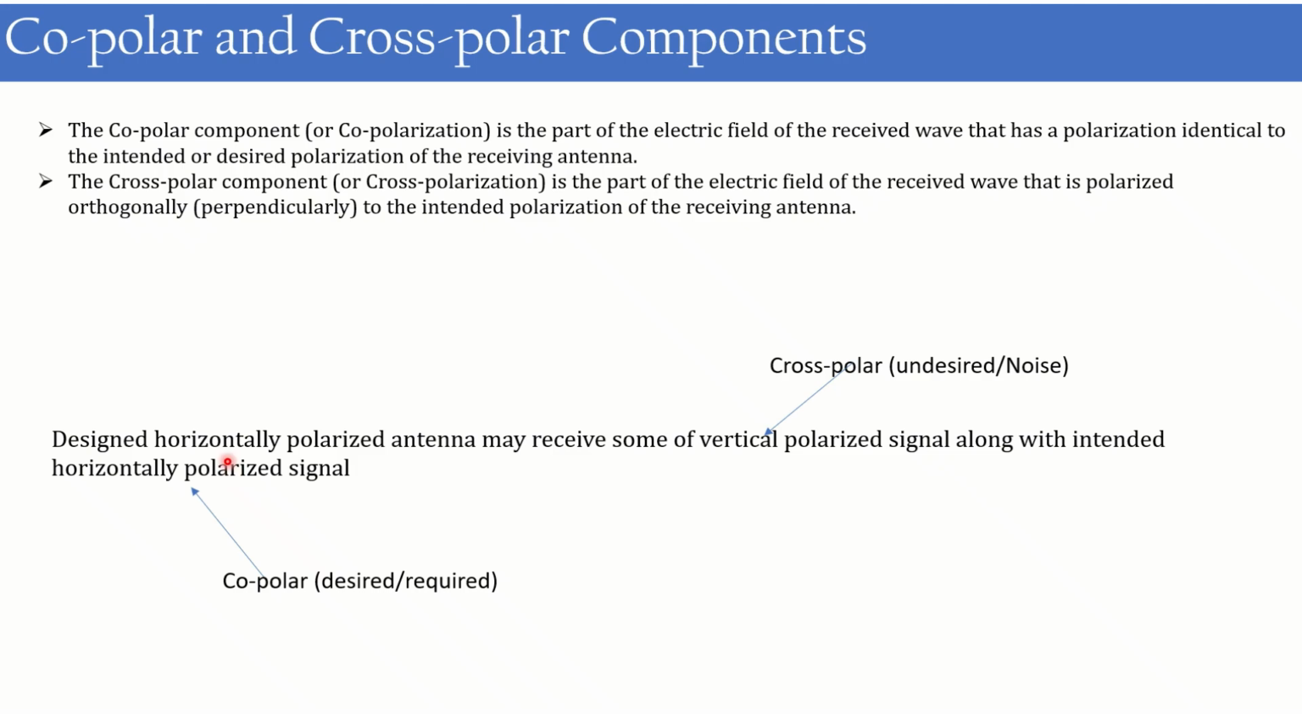So if our antenna is designed for the horizontally polarized wave reception, our copolar signal is horizontally polarized signal and our cross-polar signal is vertically polarized signal. So this is our desired signal. This is called copolar signal, and the undesired signal or the noise is known as the cross-polar signal. So if we are designing an antenna, our main requirement is it should receive maximum copolar signal and it should reject this cross-polar components.